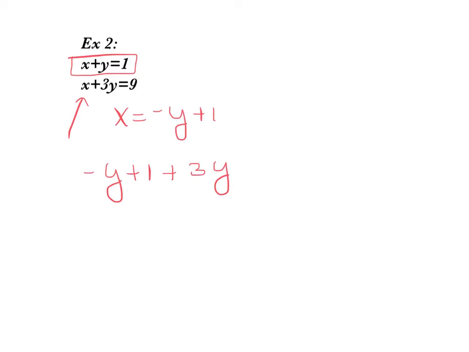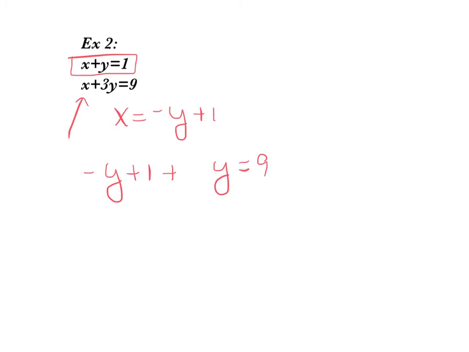Once we've written down the problem, we can see that personally, this one's going to be a little bit easier to solve than the other one. And we can solve for either variable. Let's solve for x. So we know that x is going to equal negative y plus 1, because we can subtract y from both sides. So into our second equation, we're going to say negative y plus 1 plus 3y is equal to 9.